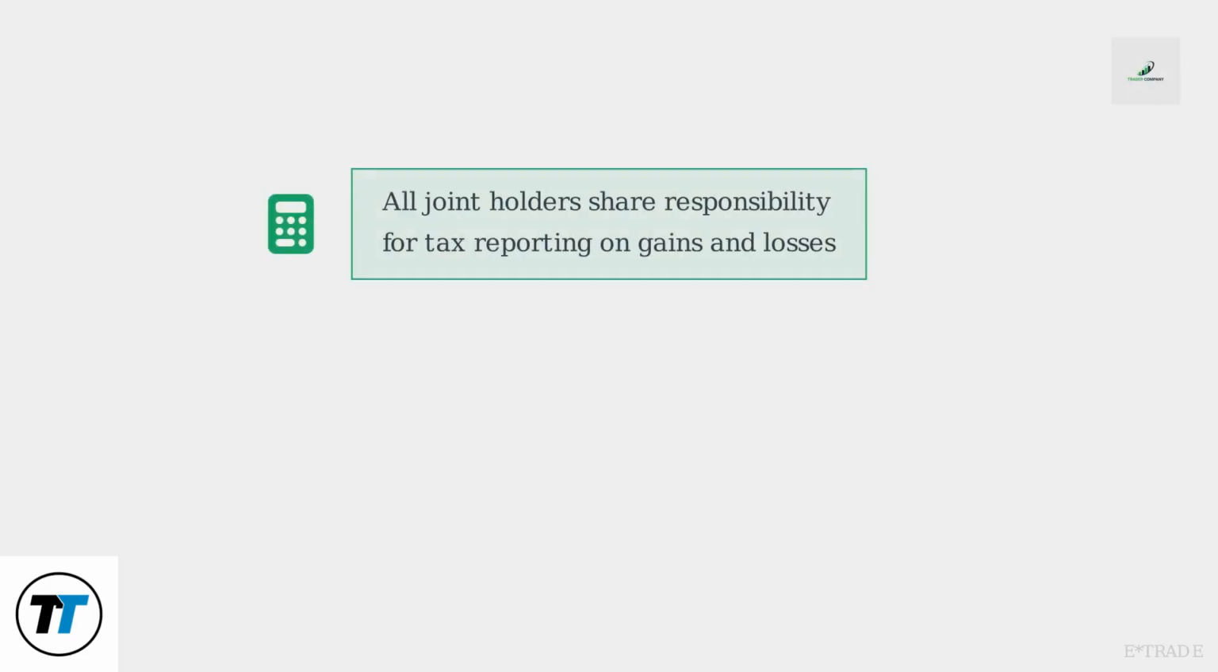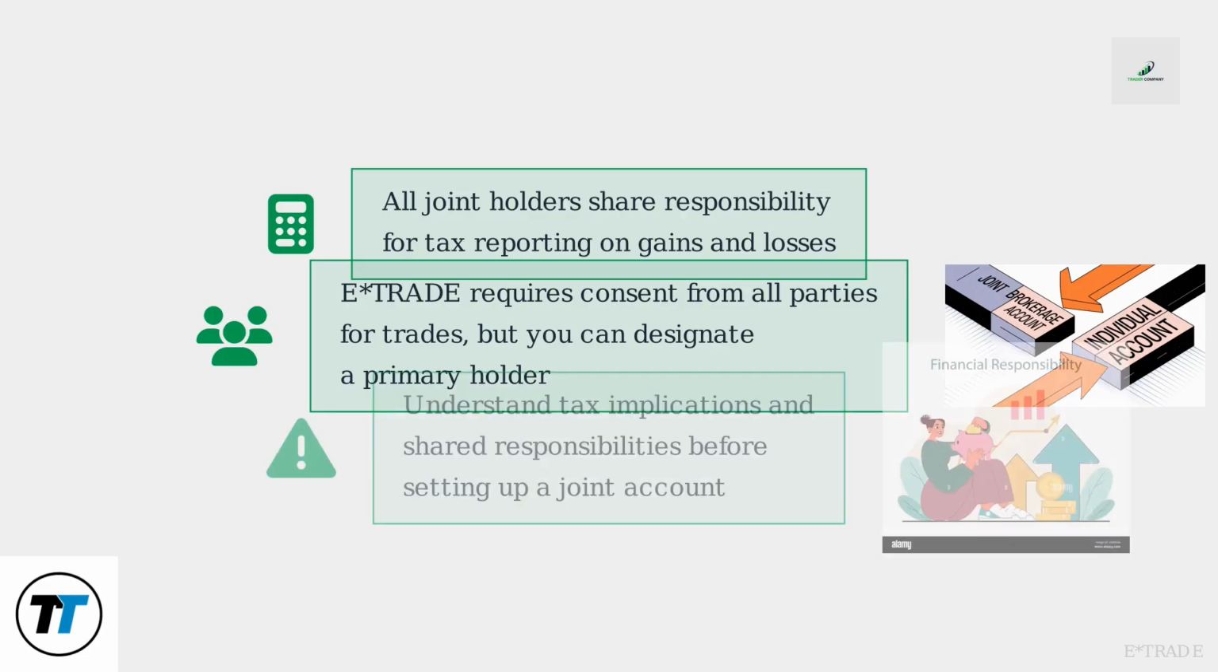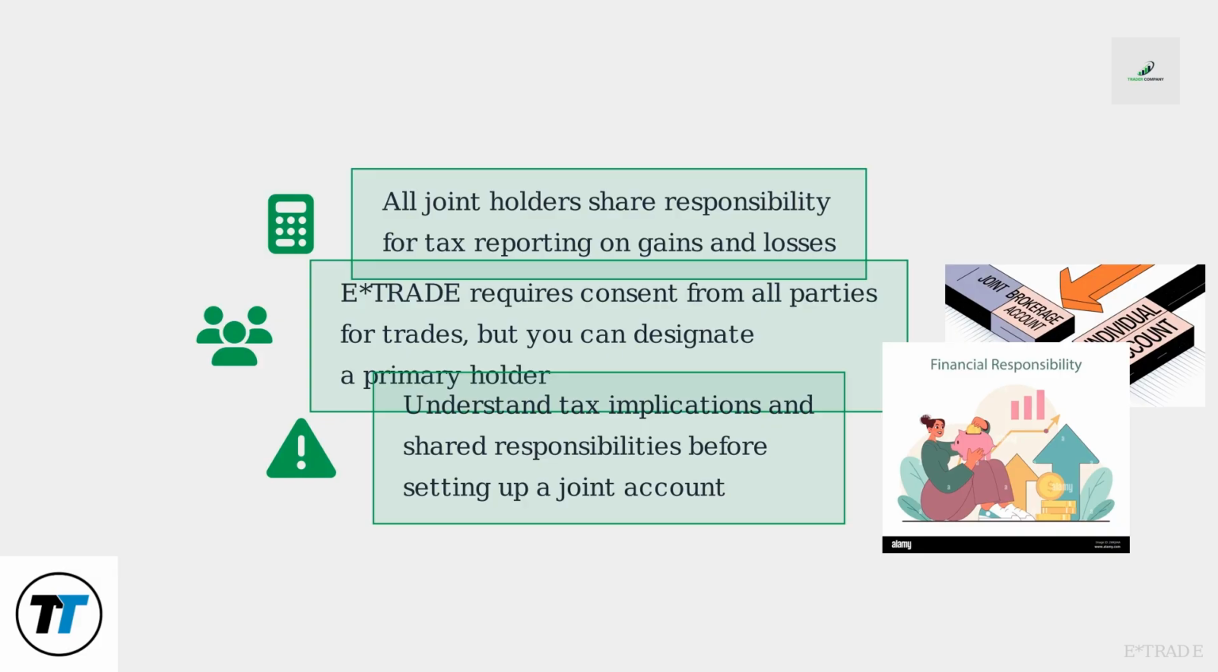All joint holders share responsibility for tax reporting on gains and losses from the account. E-Trade typically requires consent from all parties for trades, but you can designate a primary holder to streamline decisions. Understand the tax implications and shared responsibilities before setting up a joint account to avoid future complications.